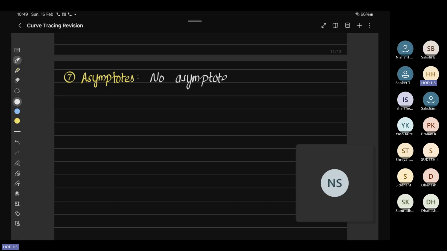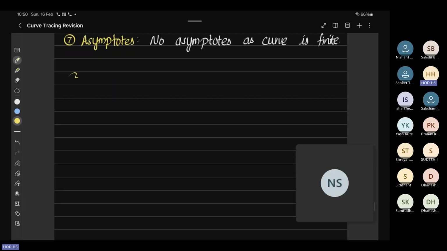No asymptotes as curve is finite. So why is this reason sufficient? Because asymptotes are defined as tangents at infinity. So if the curve does not go to infinity, then what are the tangents? There is no point in discussing such tangents, right? So that's why there are no asymptotes for this curve.